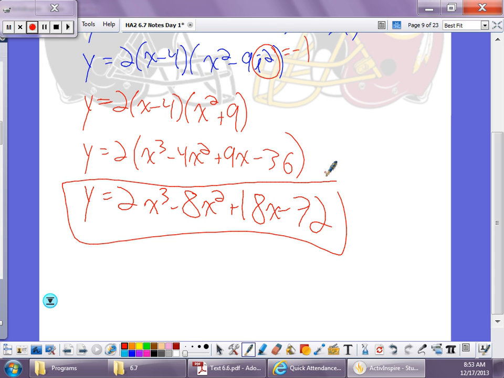Alright? So it's really not all that difficult. You're just taking the zeros, putting it in factored form, and then multiplying out and getting it in standard form. The big thing to remember is if it tells you it's to the degree of 4, you have to have 4 zeros, and if they only give you 3, chances are they didn't give you the negative or the positive of your imaginary number. Okay?